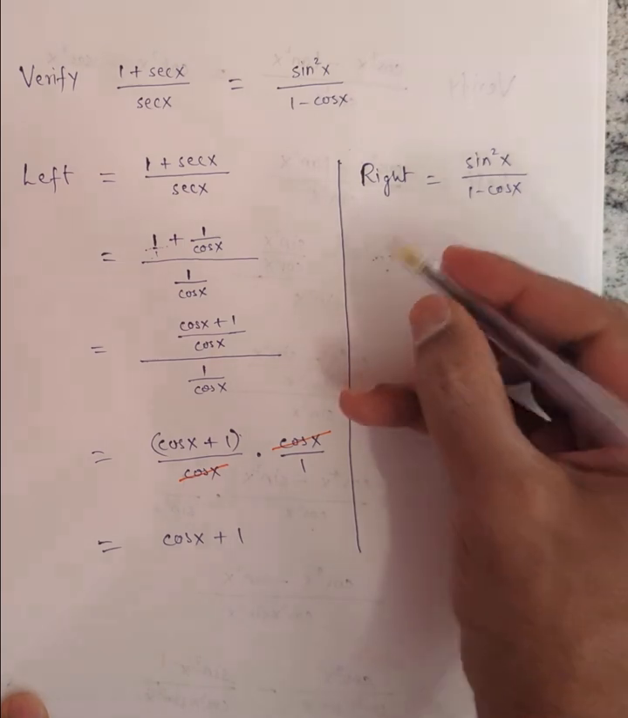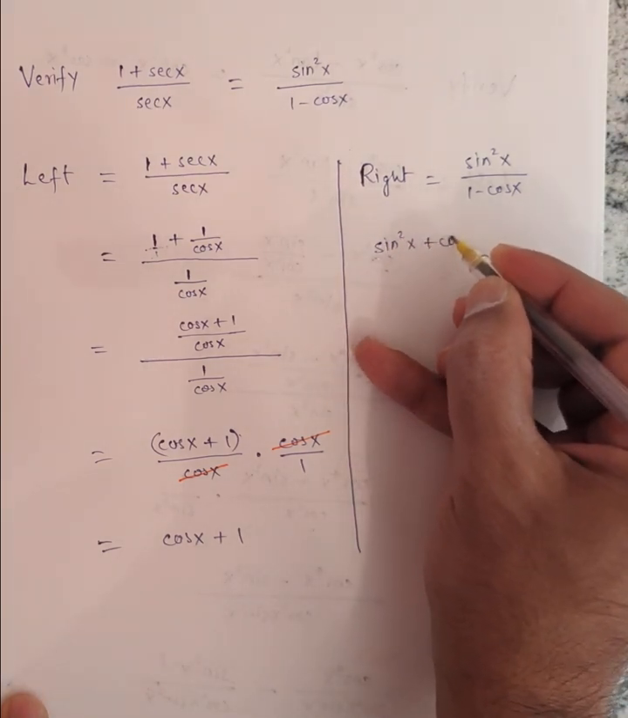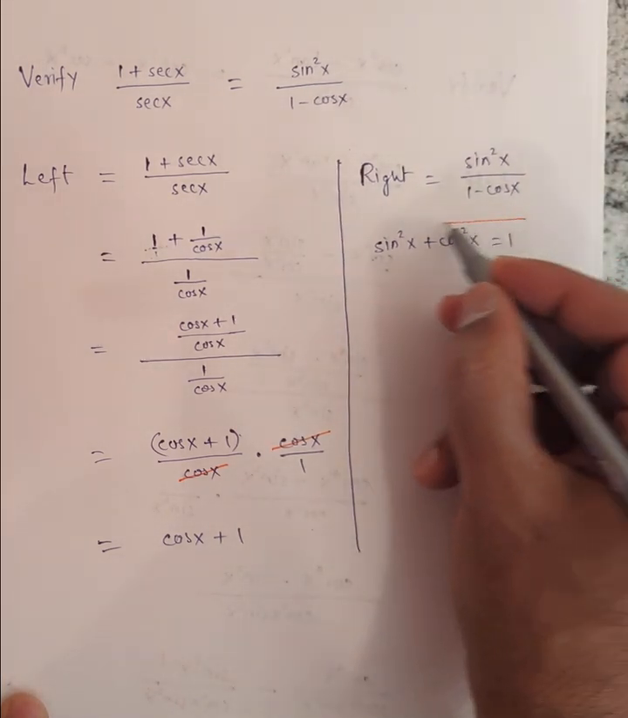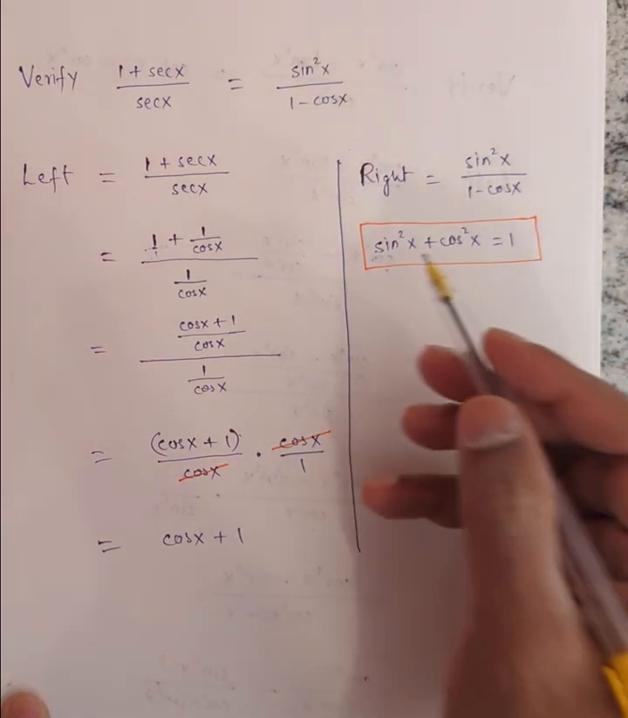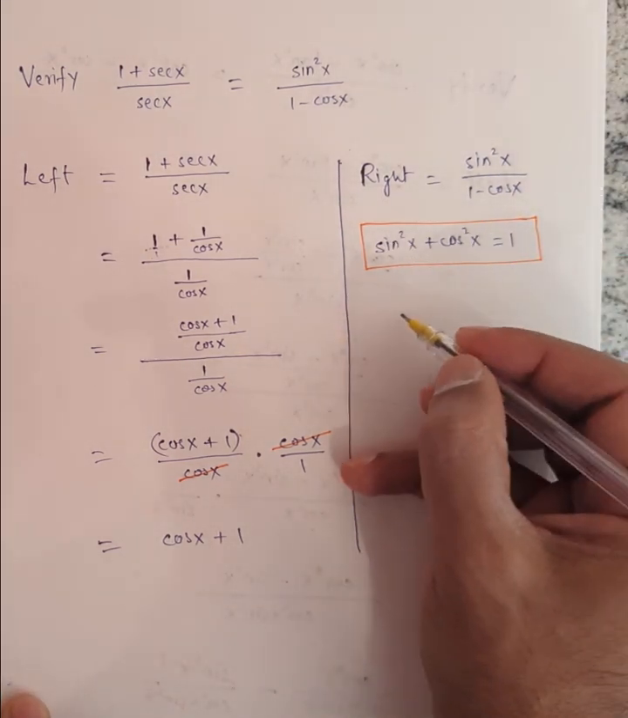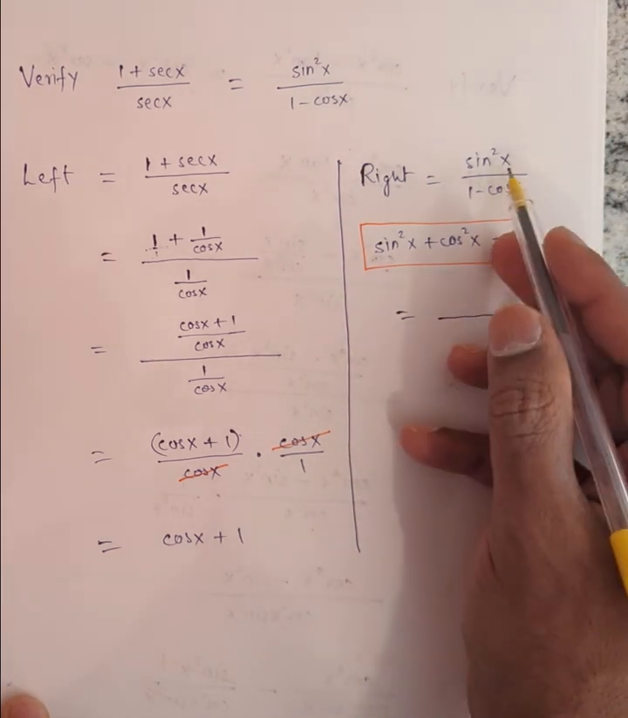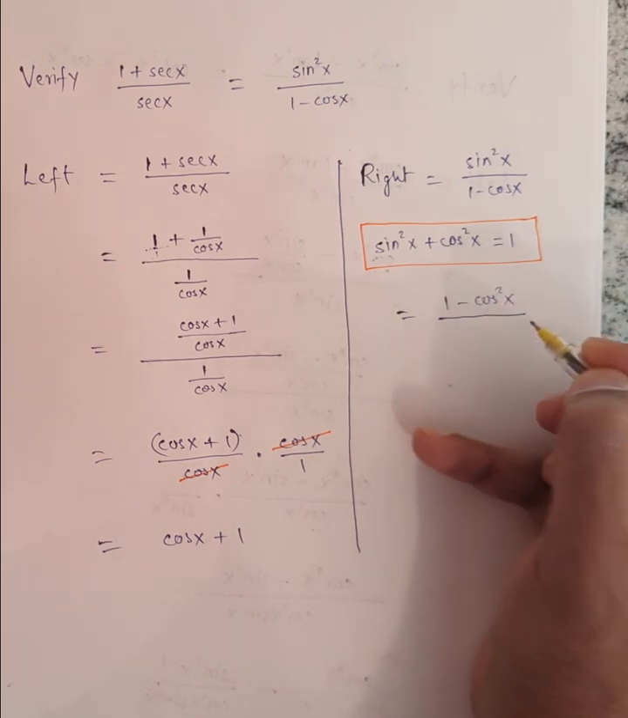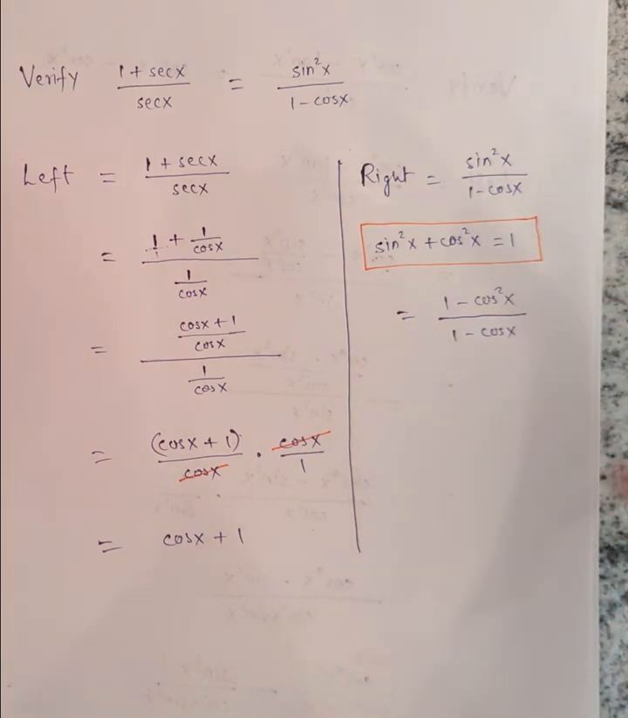Now I want to recall one Pythagorean identity. Sine squared x plus cos squared x is equal to 1. This is one identity that you definitely want to remember. So you can rewrite your right side with the numerator: sine squared x is the same as 1 minus cos squared x. And then the denominator, we can copy it.